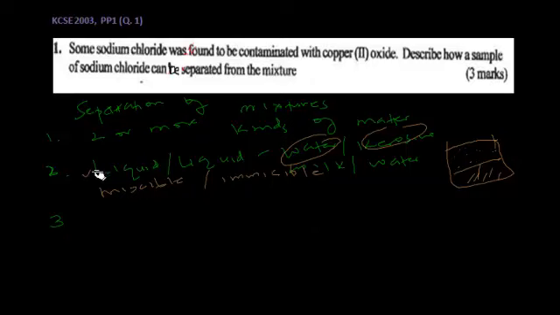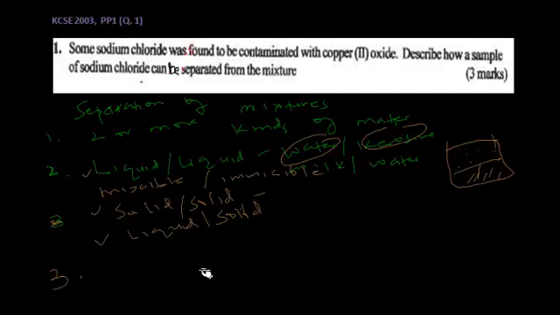So we have liquid mixtures. We also have solid mixtures. For example, in this case we have sodium chloride and copper 2 oxide. Those are solids. And the last we have liquid-solid mixtures. For example, a mixture of sand and water, that's a liquid and a solid.